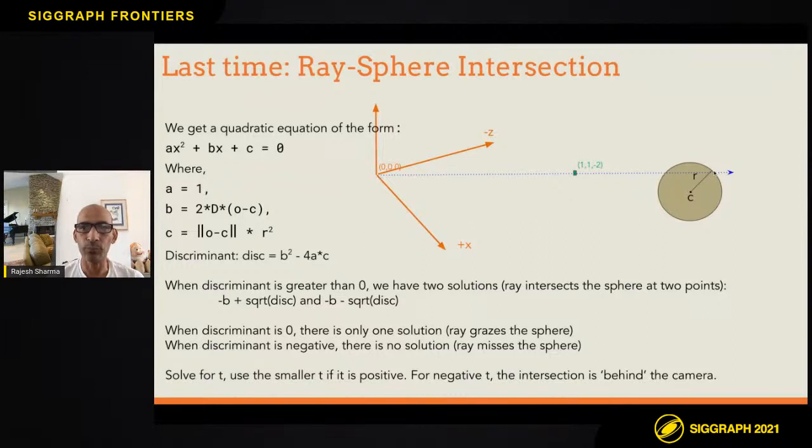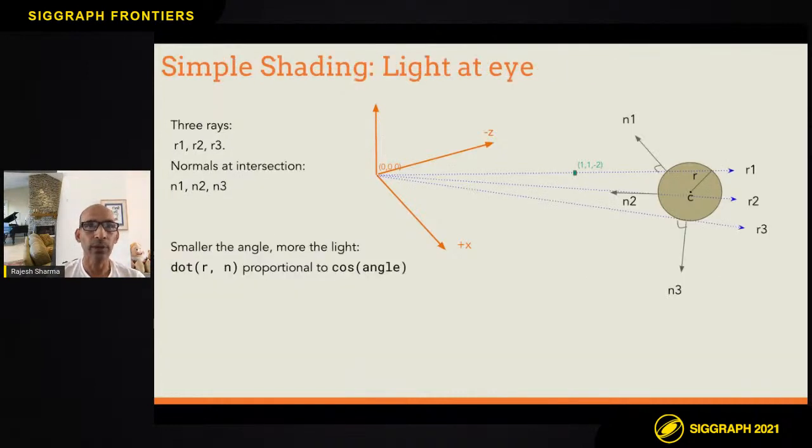So we'll ignore the second intersection point, and there may be cases where the ray doesn't hit the object at all. In that case, the discriminant is less than or equal to 0. And there may be cases where it just barely grazes, and there'll be only one solution at that point. So we use the smaller t, which is going to be our intersection, the closest visible point to the eye. So this is basically a basic visibility test of an object, whether the ray hits the object or not.